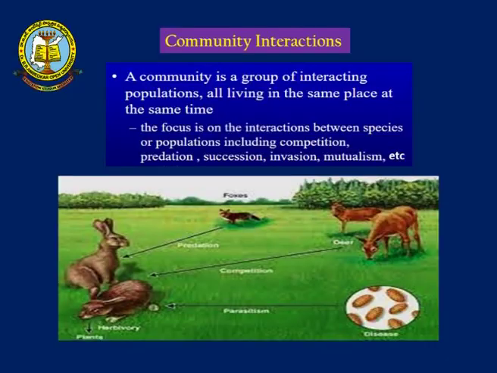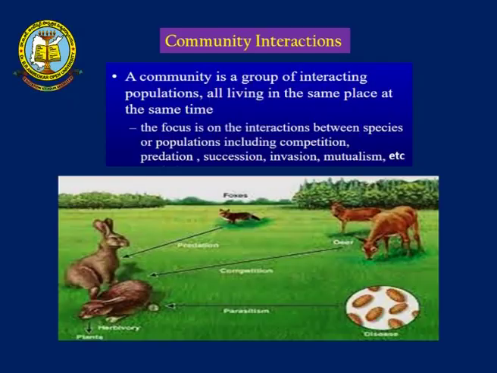Now, in a community structure, there has to be an interaction among the populations that are present in the community. So, what is called community interaction? It is a group of interacting populations all living in the same place at the same time. And the focus is on the interaction between species or populations, including competition, predation, succession, invasion and mutualism. Now, what is all this competition, predation about? When you are talking about the interaction, if you can see the picture, we have a deer, a fox, some rabbits and also some parasites, and you also find some plants or trees around in the picture.